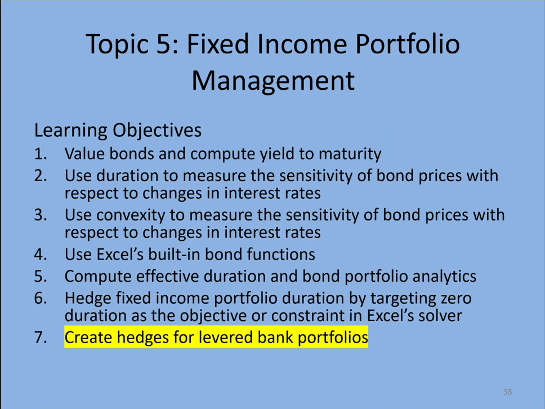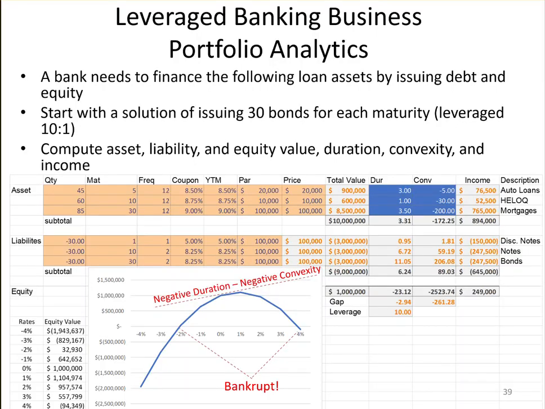Advanced Financial Modeling, Topic 5, Fixed Income Portfolio Management, Learning Objective number 7. We're going to create hedges for a levered bank portfolio. So we're going to go to the spreadsheet and talk about this particular bank model. Before we go there, let me just explain what you're going to see.